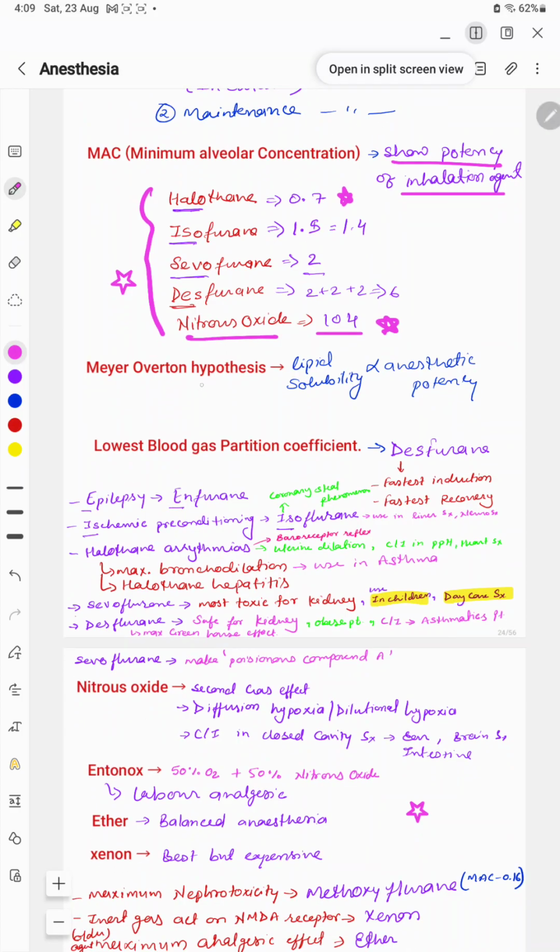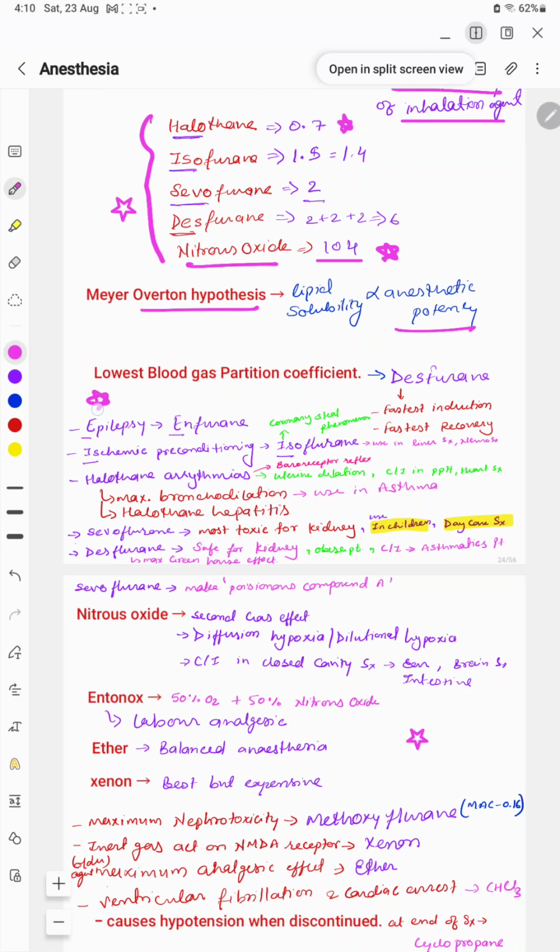Okay, Meyer-Overton hypothesis. What is Meyer-Overton hypothesis? The lipid solubility is directly proportional to the anesthetic potency. Whichever anesthetic agent is more lipid soluble, its potency is more.